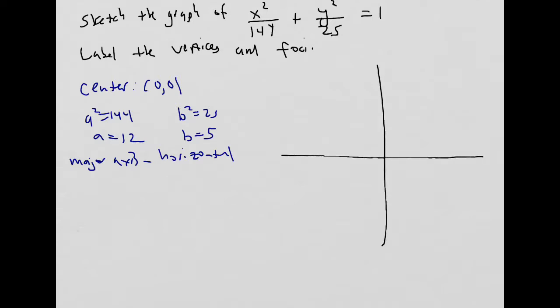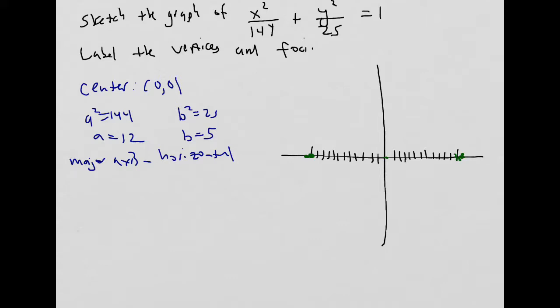Now we should be able to sketch this. The center's at 0, 0, which in this case is the origin. The major axis is horizontal and a is 12, so we're going to go left to right 12 units. Here is 12 units to the left. Here is 12 units to the right.